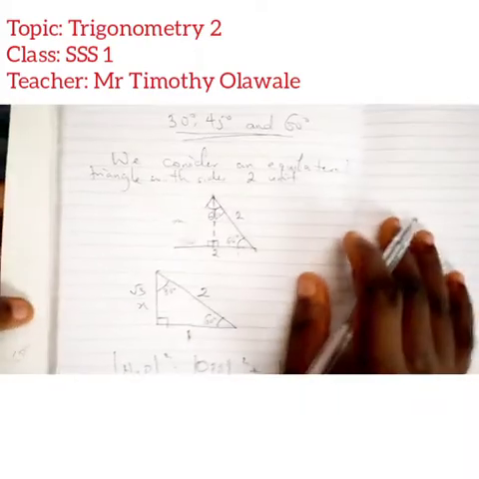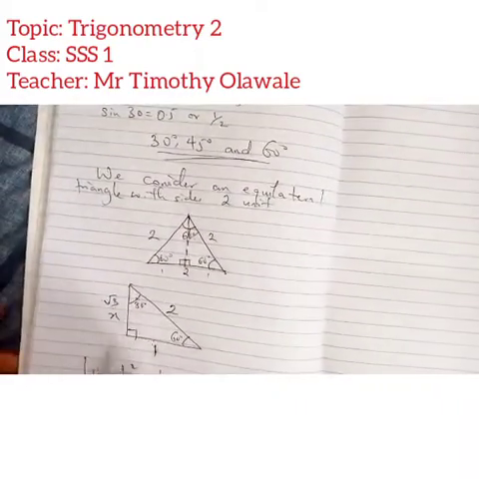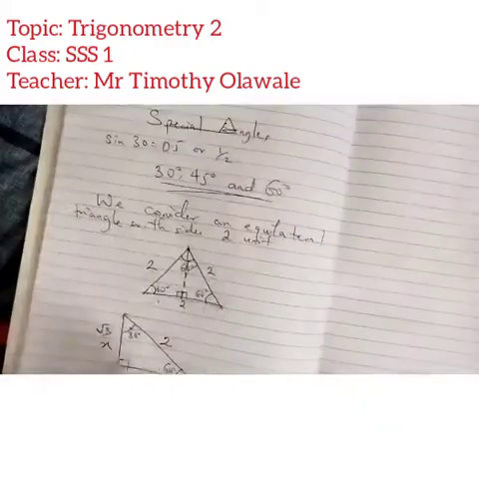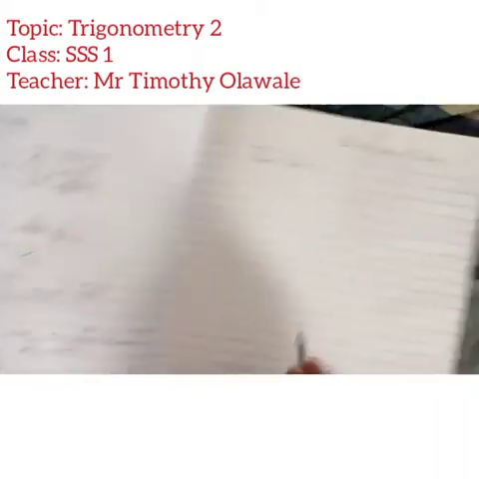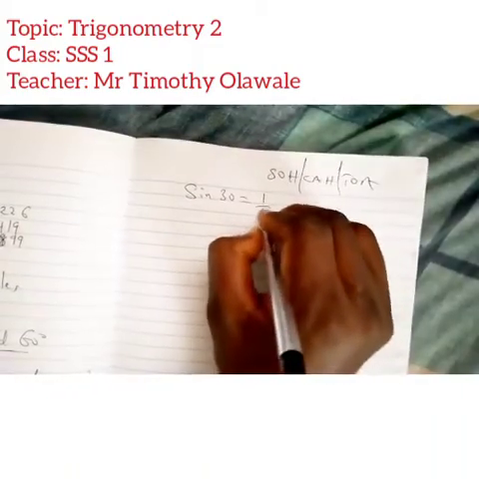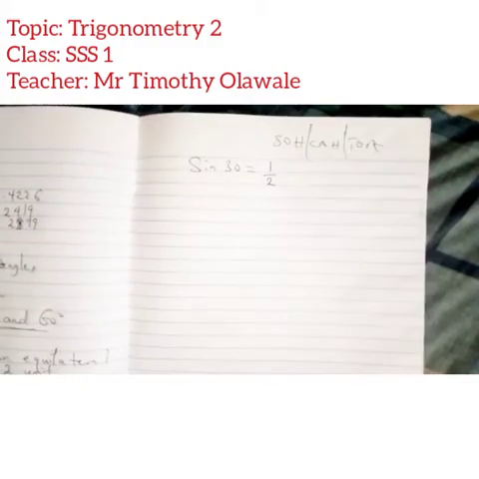Let's go back there. Sine 30 is what? Opposite over hypotenuse. That will be 1 over root 3. Sorry, 1 over 2. Sorry about that. Sine 30, opposite over hypotenuse, that will be 1 over 2. Are you getting what I'm saying? Sine 30 is 1 over 2.